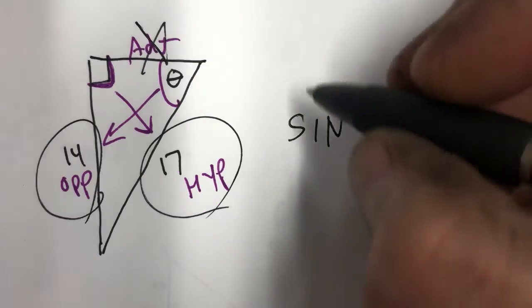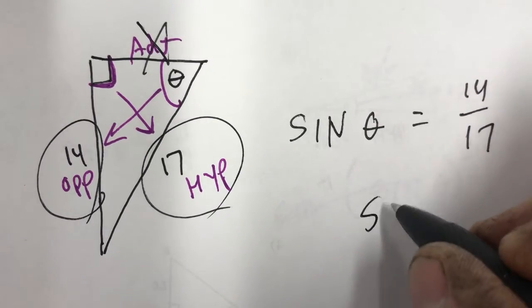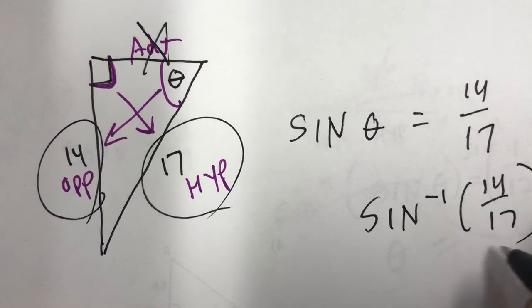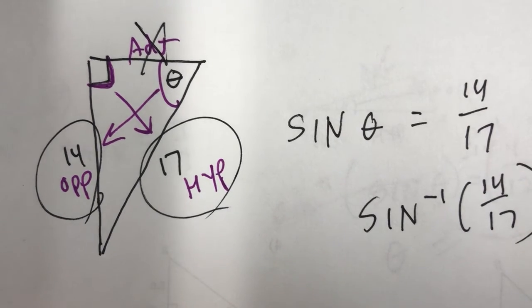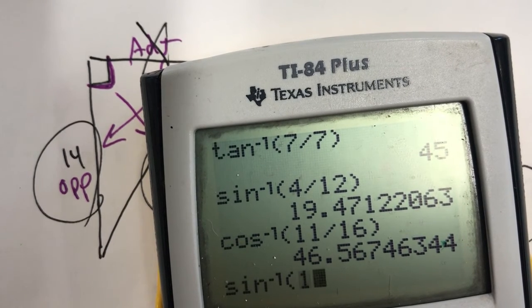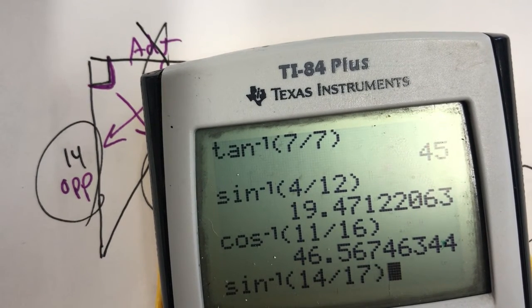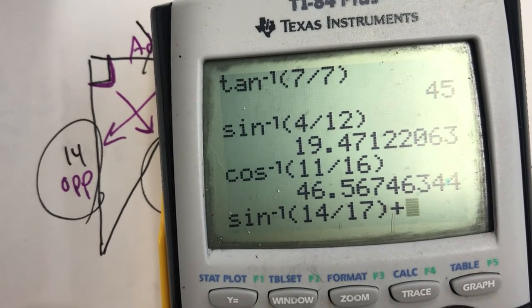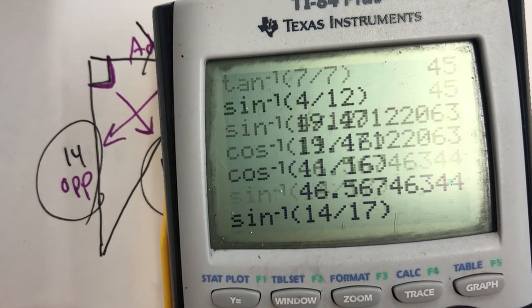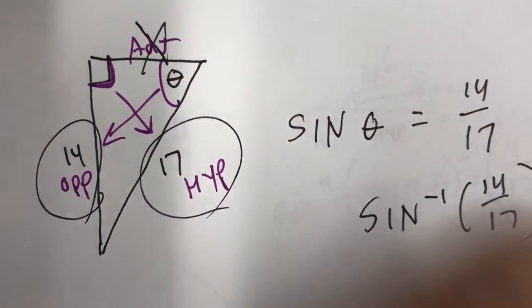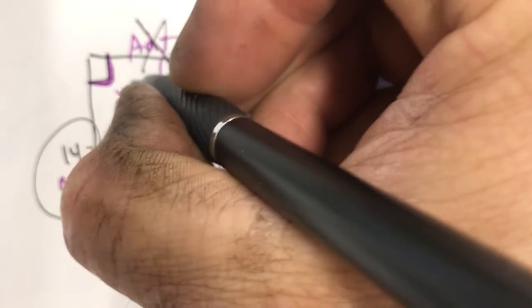So now I'm going to do sine inverse of both sides. So sine inverse of 14 over 17. This is what I punch in. So sine inverse 14 over 17, and 55.4. So this is a 55.4 degree angle right there.